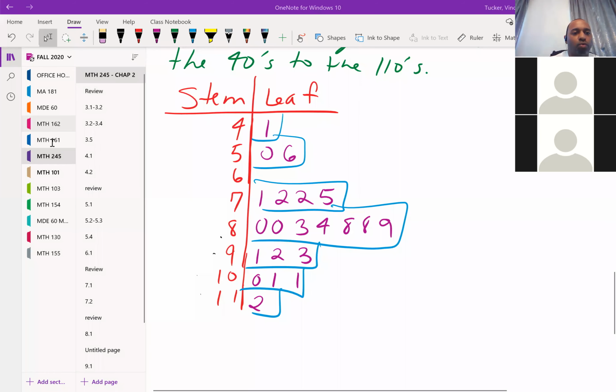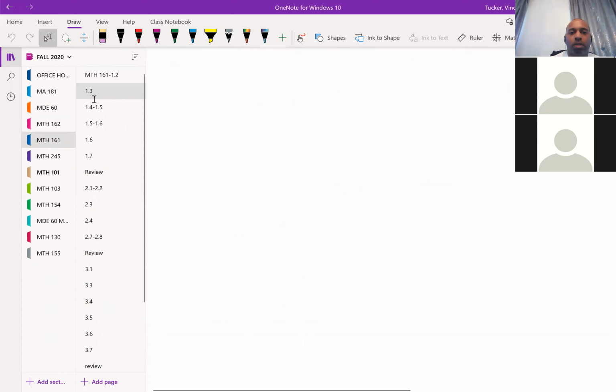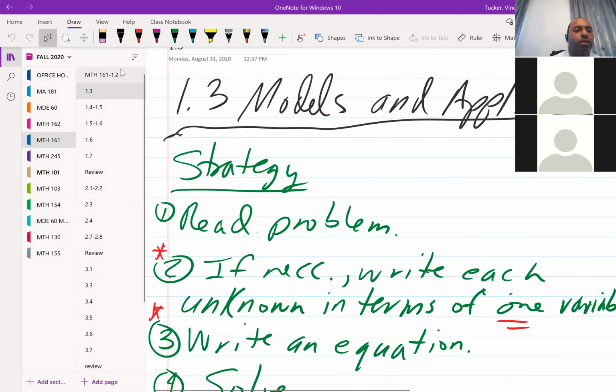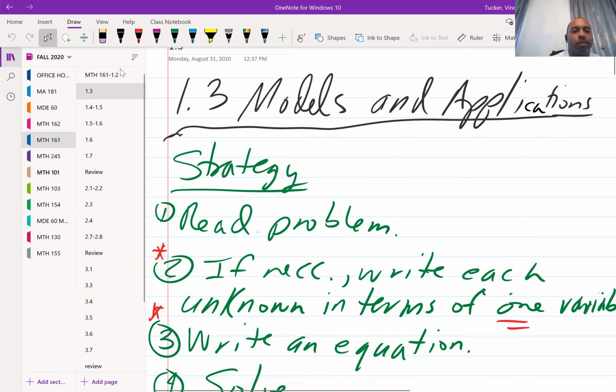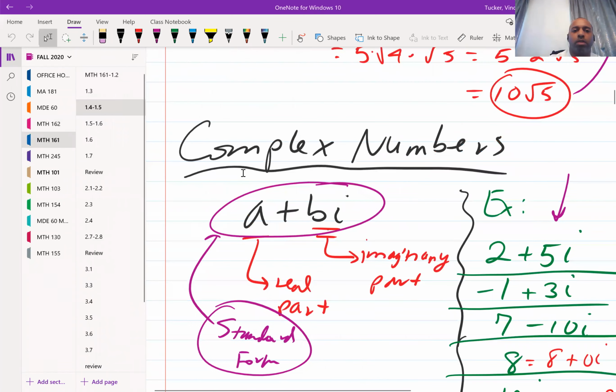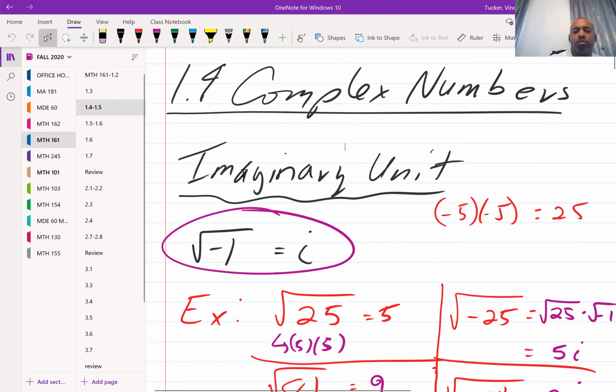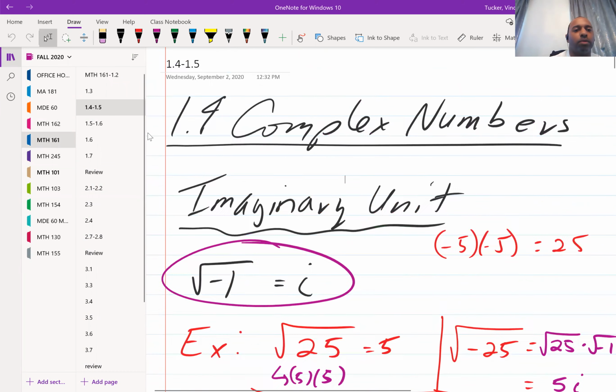So we'll go ahead and get into our next section. I believe that is 1-3. Yeah, we did 1-2 last class. So looking at 1-3, models and applications. And let me see what 1-4 was. We'll probably look at 1-4 too, just complex numbers.